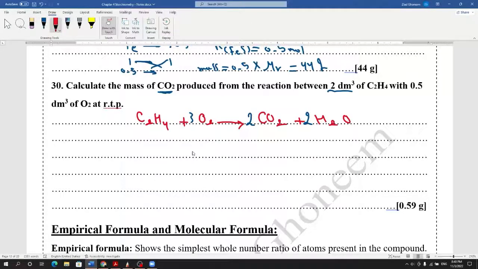Now we need to determine our limiting reactant so that we can measure the mass of carbon dioxide according to that limiting reactant. The relation will be between ethene and oxygen. The ratio is 1:3, and we have 2 decimeter cube of C2H4. So we need to measure the number of moles for ethene. 2 decimeter cube divided by 24, because that's a gas, 0.083 mole.